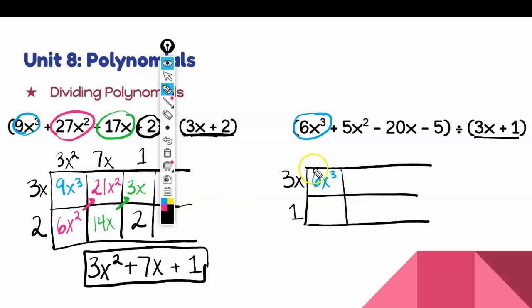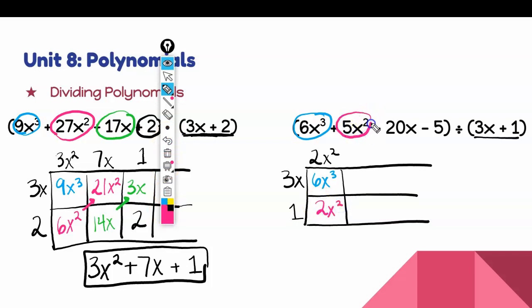So I start out with what is going to multiply with 3x to give me 6x to the third. 3 times 2 gives me 6. And x times x squared gives me x to the third. Next, I can fill out this box. 1 times 2x squared is 2x squared.